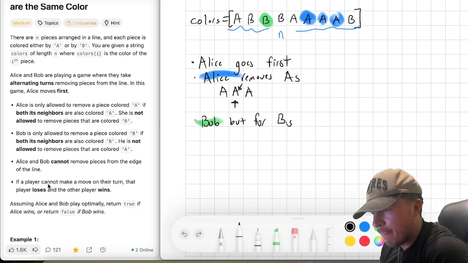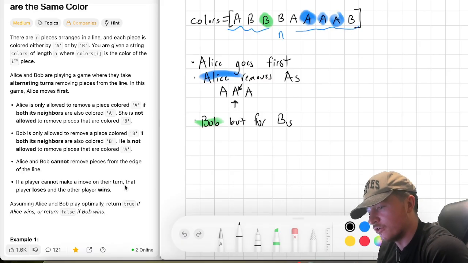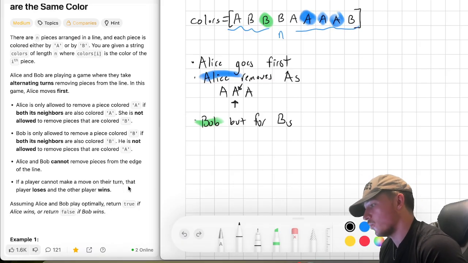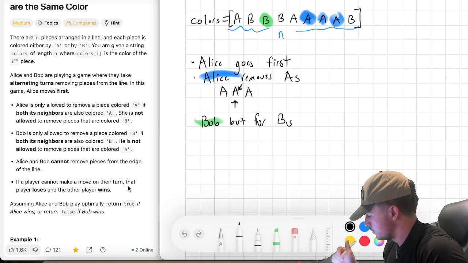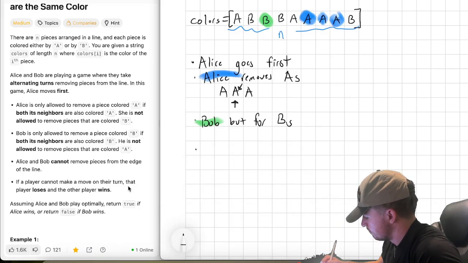All right. If a player cannot make a move on their turn, that means the player loses and the other player wins. All right, so whoever has no move loses, right?